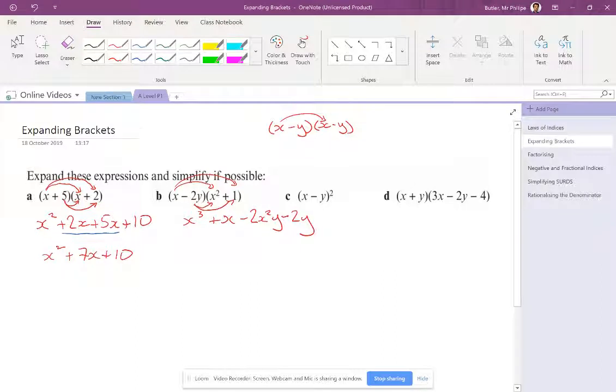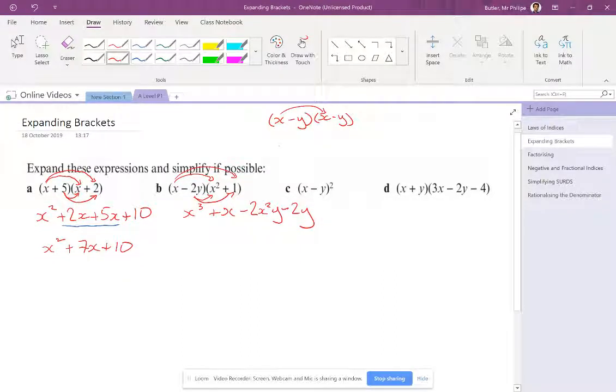x times x is x squared. x times minus y is minus xy. Or minus y times x is minus xy. And minus y times minus y is plus y squared. And then we can simplify that to x squared minus 2xy plus y squared. And that is fully simplified.